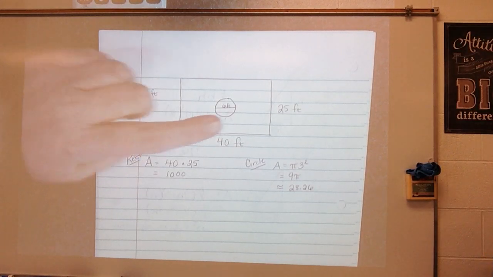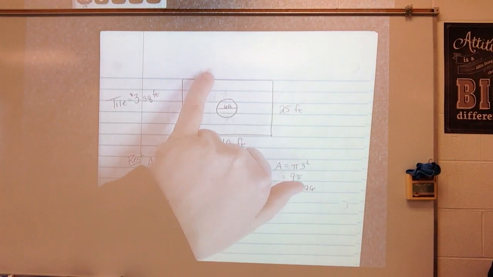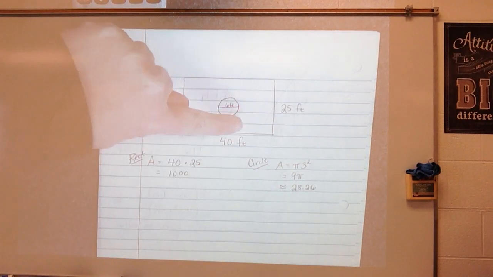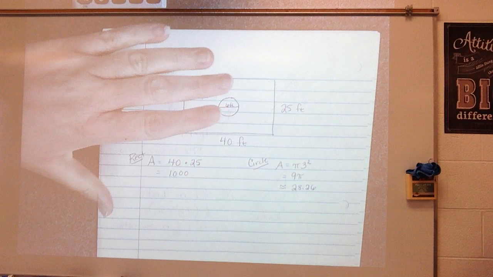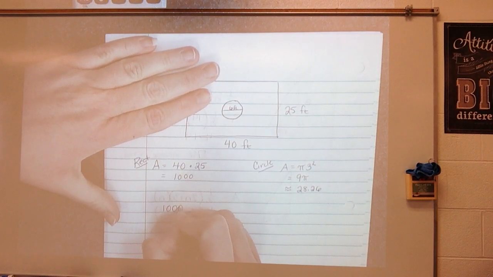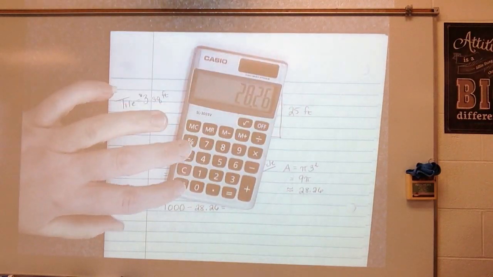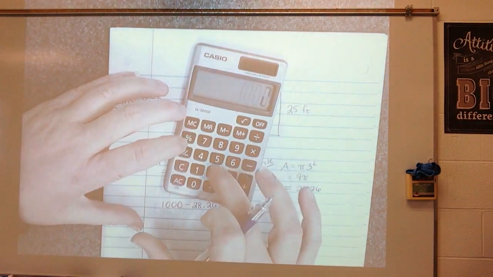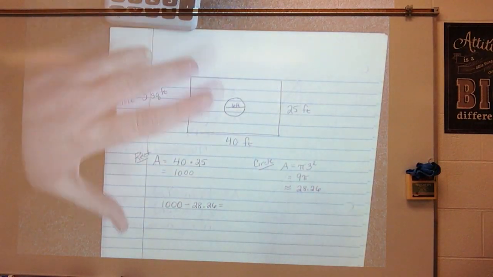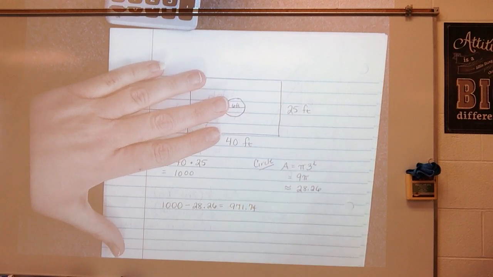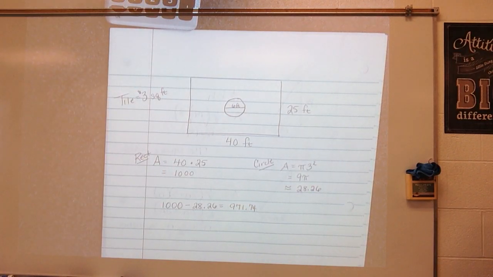So now that I found the area of my rectangle and the area of my circle, I need to subtract the two because I'm not tiling this part. So now I'm going to do 1,000 minus 28.26. If I do that, that gives me approximately 971.74 square feet, which means that's what I have to tile.